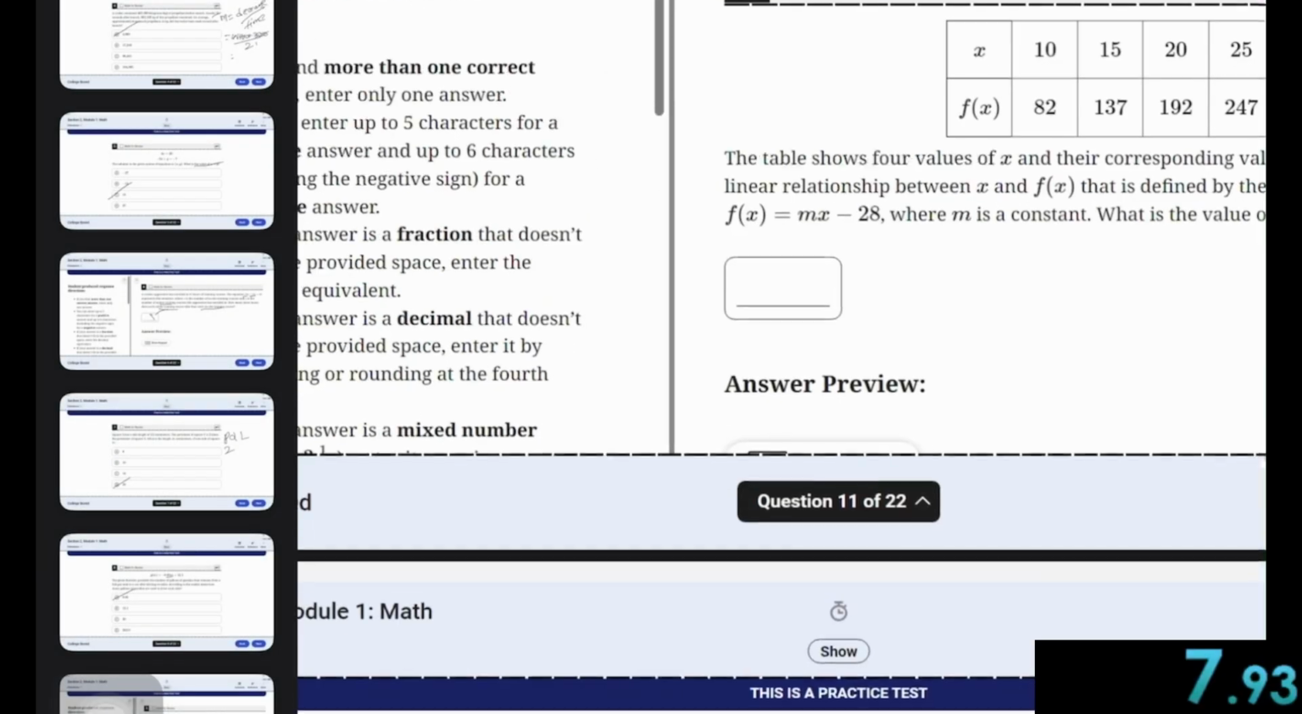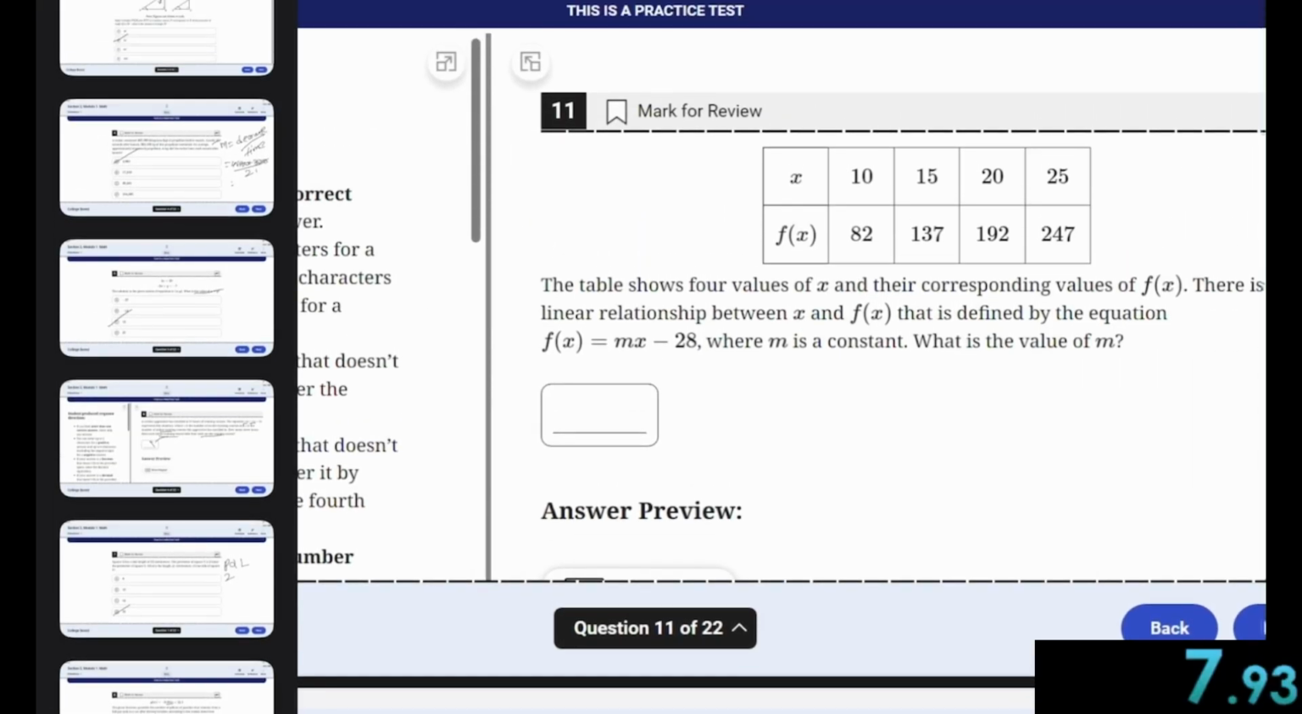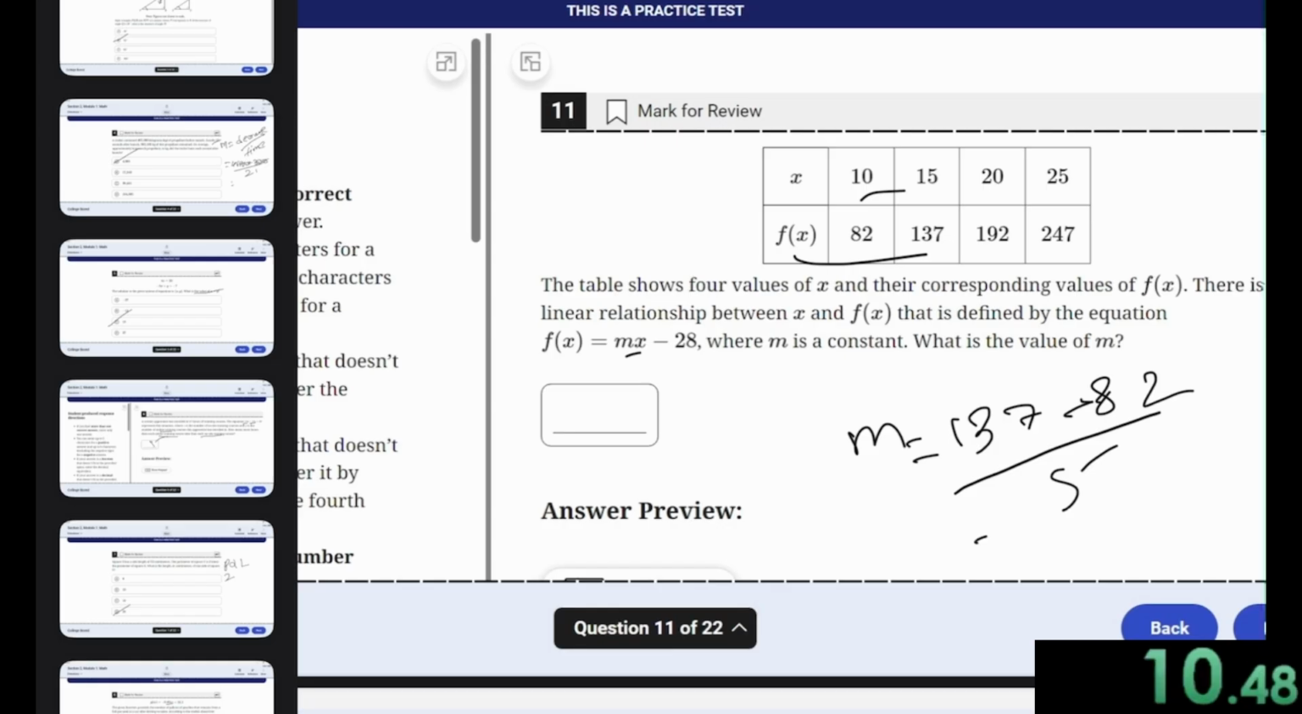Done. Okay, now next one we have to calculate slope. Slope is nothing but y2 minus y1 upon x2 minus x1. So 137 minus 82 upon 5. So this is like 7 minus 2 is 5, 13 minus 8 is 5, upon 5, 11.